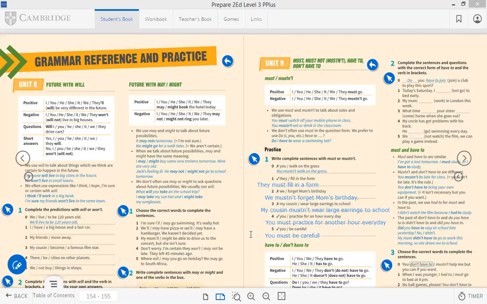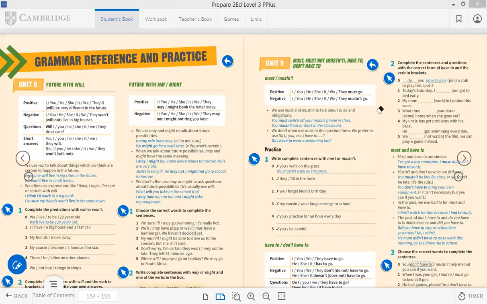Yes, you must be careful. All right, so when you write these sentences, remember not to use "to". Have to and don't have to. Well, here, yes, in fact, you have it included there. Have to, don't have to.